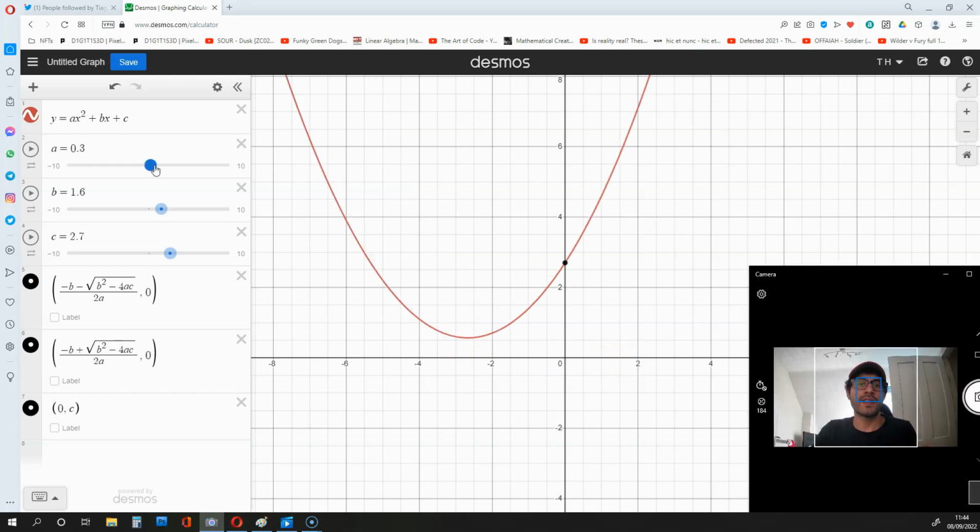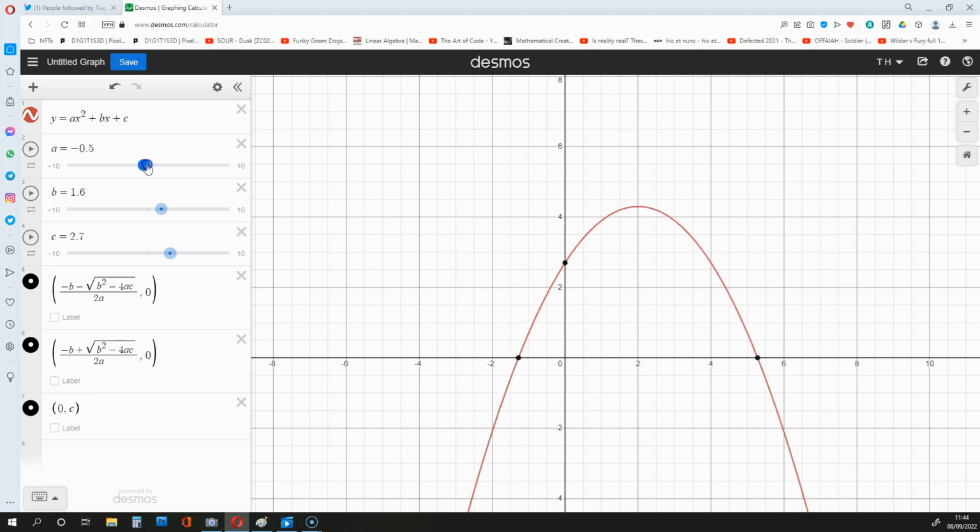There are also other things to consider. When you change a, the parabola changes as well. And if anything under this square root turns out to be negative, you don't have solutions, because we are dealing with real numbers and not complex numbers. So for any of these x values, if b squared minus 4ac is less than 0, you're not going to have solutions.